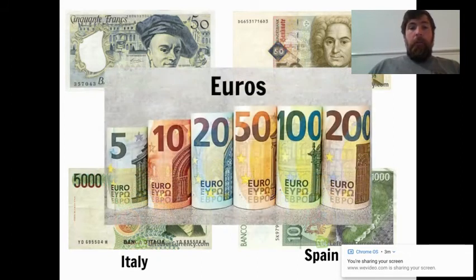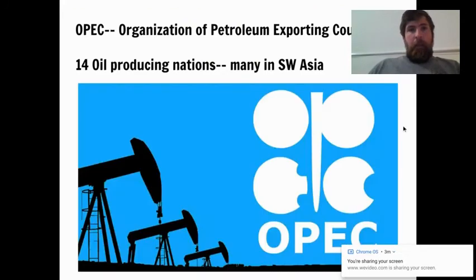Anyway, now, if you're in Europe and you're in a European Union country, all of the money is euros. You buy and sell things in euros, which makes it a lot easier to move from one place to the next. And it's one way in which European countries are cooperating in this system.